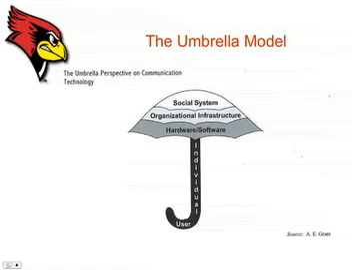The umbrella model is the framework that we will use throughout the course in order to examine communication technologies at both micro and macro levels. As you can see here, there are 4 levels: social system, organizational infrastructure, hardware/software, and then the handle of the umbrella is the individual user.